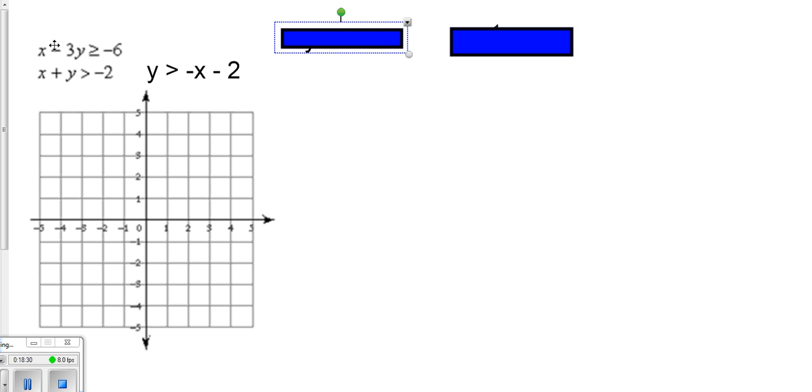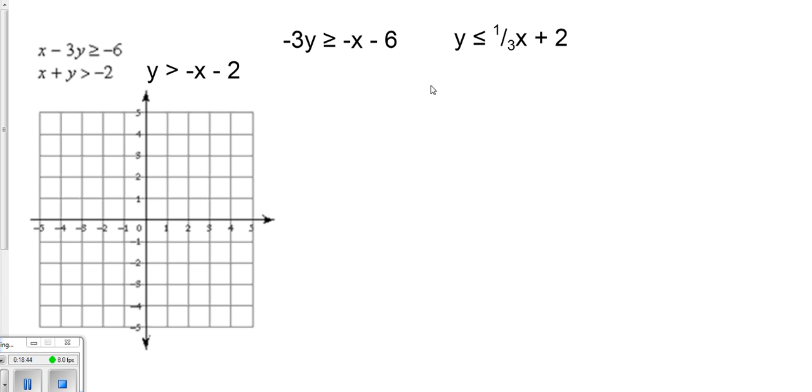I subtract x from both sides and that gives me negative 3y is greater than or equal to negative x minus 6. Now to get rid of that negative 3, I have to divide by negative 3 on both sides. Now remember, when I do that, I have to flip this inequality sign. Make a note of that. You have to flip the inequality when you multiply or divide by a negative. Now this was like negative 1, so negative 1 divided by negative 3 is positive 1/3. Negative 6 divided by negative 3 is positive 2.